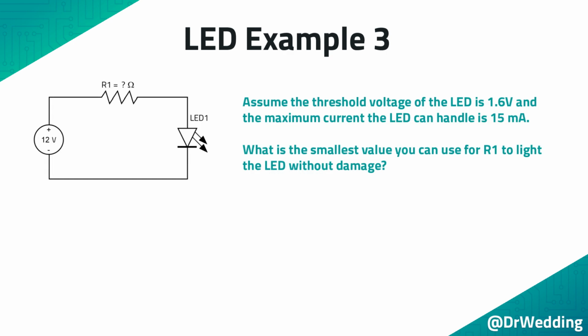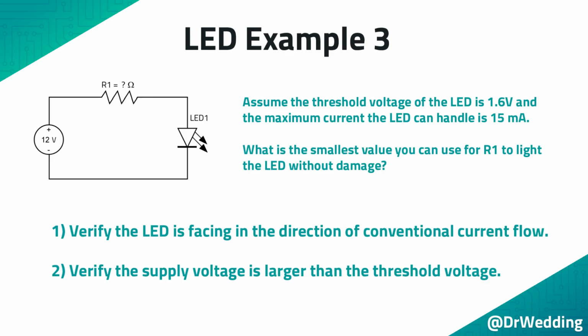Not all LEDs have a 2-volt threshold value, and not all LEDs can handle 20 milliamps. In example 3, assume the threshold voltage of the LED is 1.6 volts and the maximum current the LED can handle is 15 milliamps. What is the smallest value you can use for R1 to light the LED without damage? As always, verify the LED is facing in the direction of conventional current flow. And verify the supply voltage is larger than the threshold voltage. Because both of these conditions are met, you can calculate the resistor value.